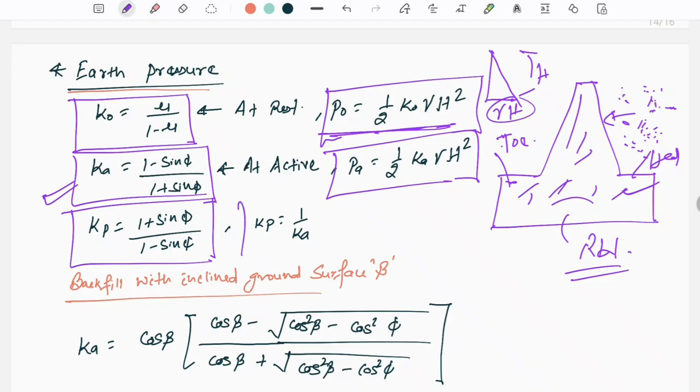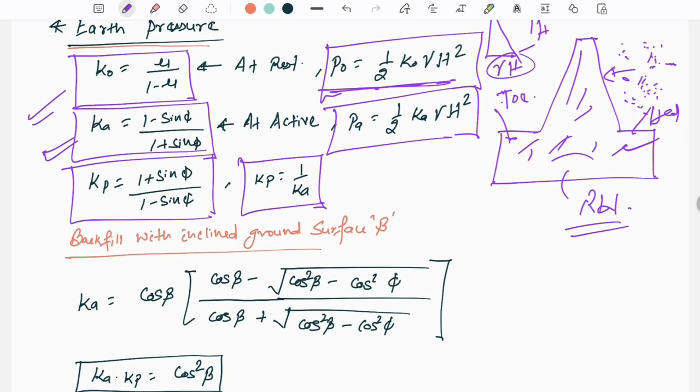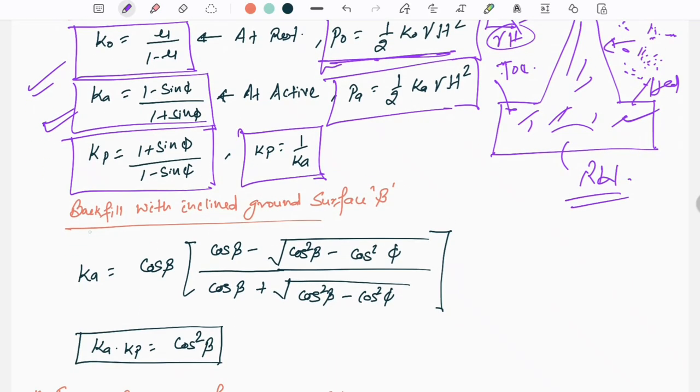This is nothing but Kp is inversely proportional to Ka. So from this expression, sometimes in the exam, the numerical question may directly ask on this expression. Earth pressure is at rest, active and passive.